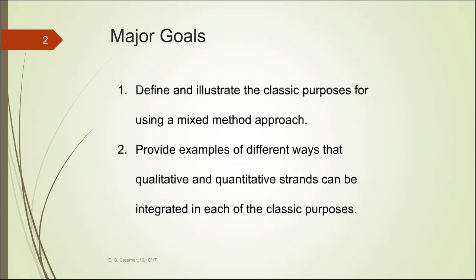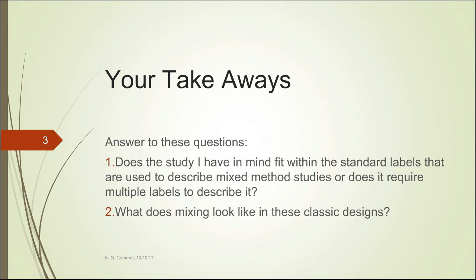And then toward the end, everyone is always wondering how exactly do you mix, and how is that linked to the purpose of your study. So I'm going to give 3 quick examples to show how mixing is done, because it's so central to the definition of mixed methods research. Your takeaways are to think about your own study, to think about a label and the benefits of using a label that is used frequently in the literature, finding a label for your own study, and then to begin to think about ways that you might be able to mix.